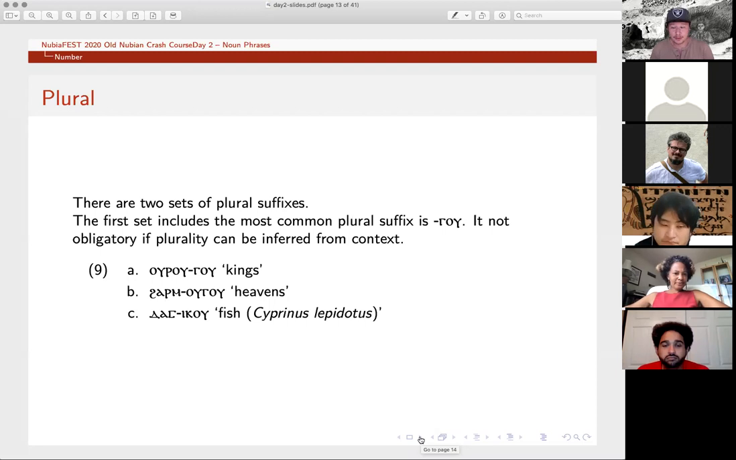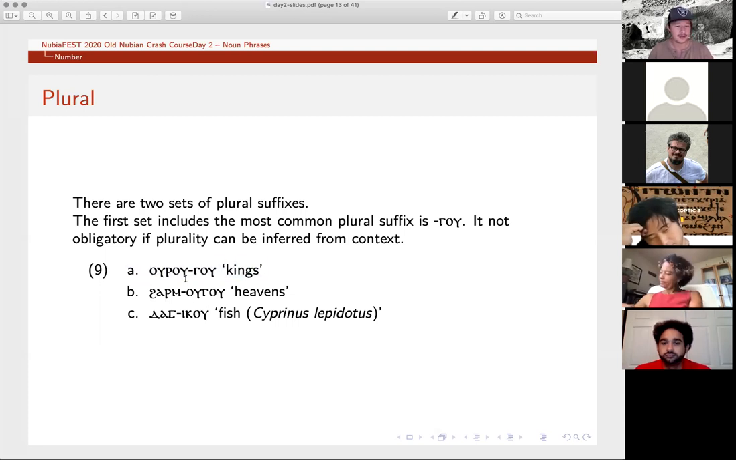Then our plurals. We have two sets of plural suffixes. One we already saw in an early example, which is this gu. This is not obligatory when plurality can be inferred from context. So sometimes your verb tells you that something is plural, or sometimes you already said previously in the text that something is plural, and then you don't really need it. But you usually see it. There are not that many contexts in which you actually drop it.